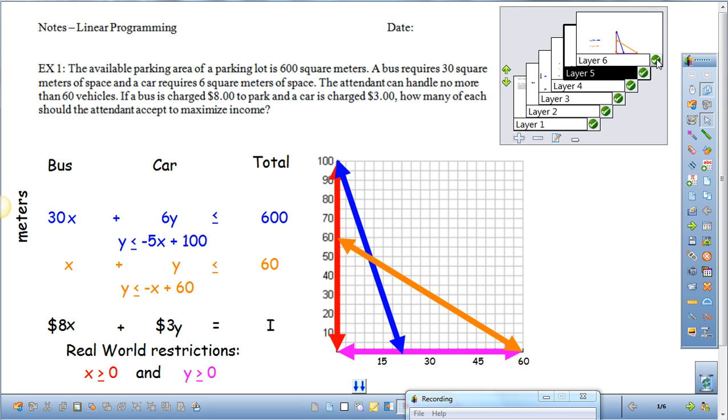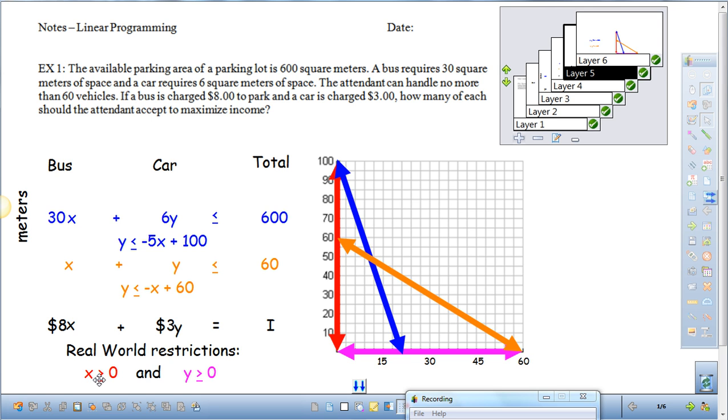So we need to solve these for y. Subtract 30x from both sides and divide by 6 should give you this lovely equation here. And then subtracting x over should give you this lovely equation here. So I color-coded everything for you. So our blue line is here. Our y values have to be less, so we're going to shade below. Our orange line here, we're also going less, so we're going below.